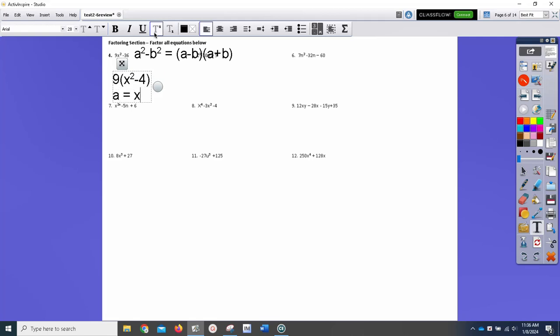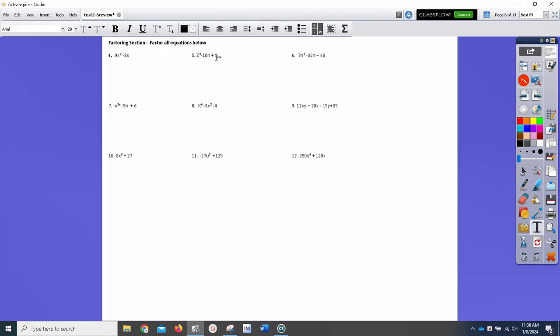When I do that, a is x and b is 2, because x squared is x squared and 2 squared is 4. I'm just going to follow my pattern. There's a 9 out front. I have x minus 2 and x plus 2. And that's how you factor number 4. All right, 4 was a special pattern.